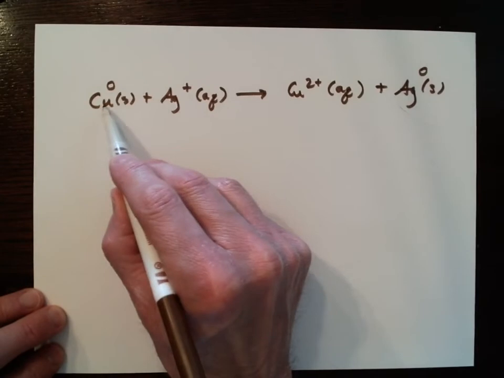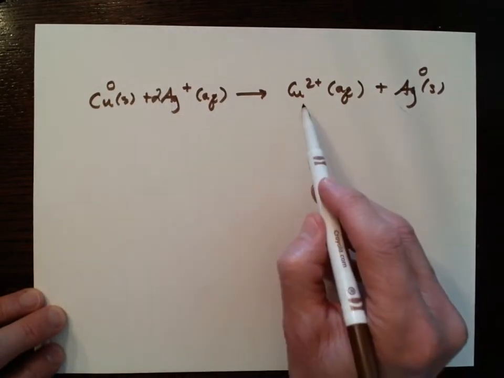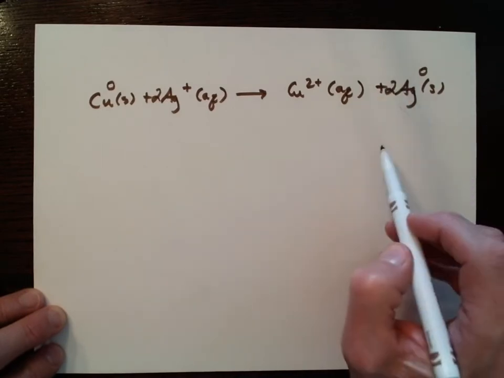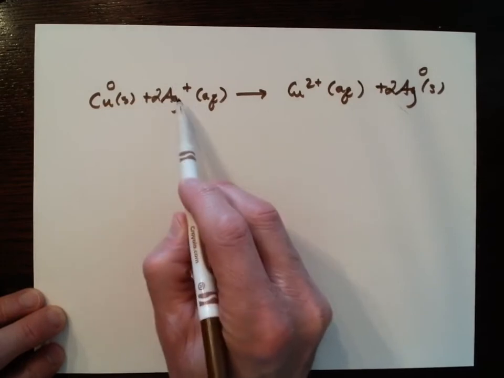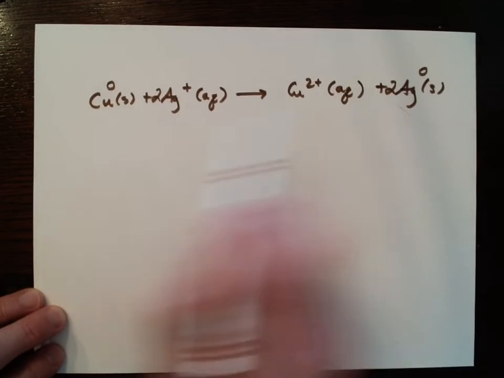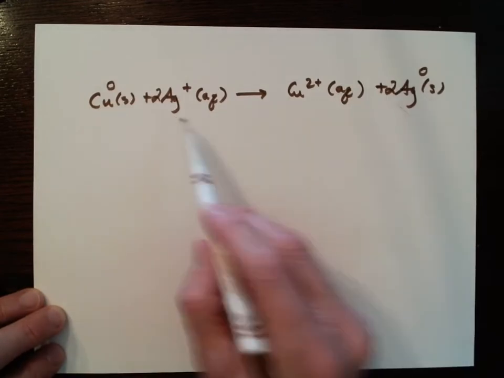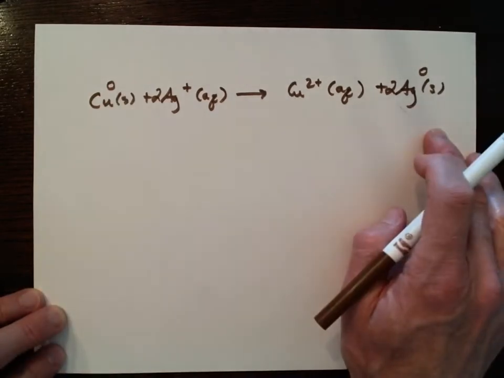We see that if a single copper metal reacts with two silver ions to produce copper 2+ and 2 atoms of silver solid, then the problem's fixed, right? Because we have two positive charges on this side, two positive charges on this side, a single copper on this side, a single copper on this side, and two silvers on this side, and two silvers on this side, making this equation balanced for both mass and charge.